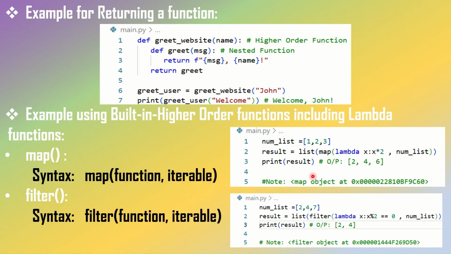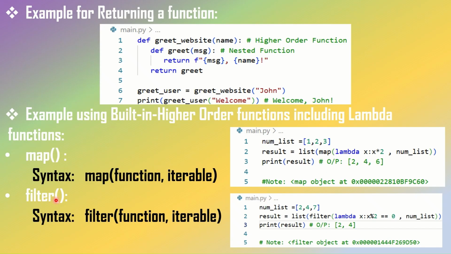So this is how we can make use of the map built-in higher order function along with the lambda function. Of course, we can make use of built-in higher order functions along with our custom functions as well. But since I want to show you how we can make use of lambda functions, I have demonstrated this example along with lambda functions.